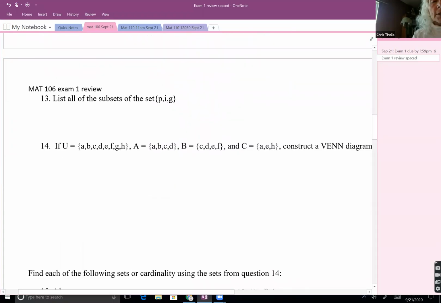And so then let's list all the subsets of the set P. Is there anybody else that when you make a list, you feel a little bit more confident if you know how many things are supposed to be in the list? So how many subsets should P have? 2 to the 3rd. So we're looking for 8 of them. I heard P. What's another one? By that, do you mean empty? Empty, yes. What else? I and G.